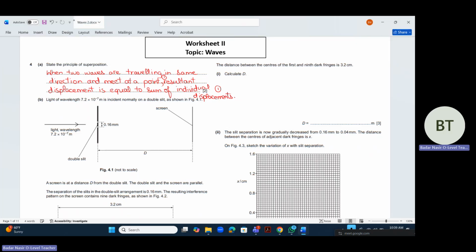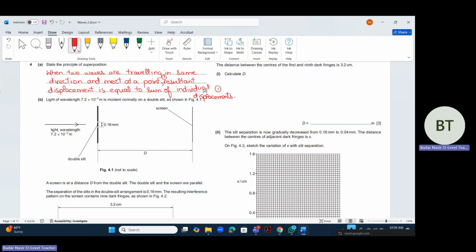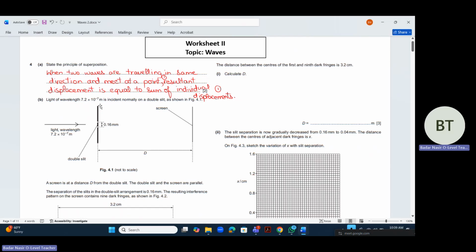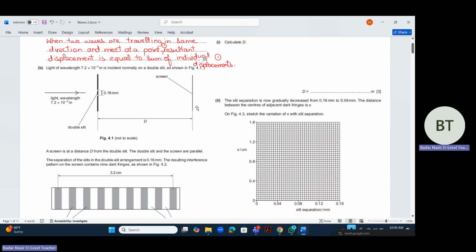Okay, now let's look at the next question. Light of wavelength is incident normally on a double slit as shown in figure 4.1. So we know the wavelength, lambda, is already given to us. We know the slit separation as well, which is 0.16 millimeter. For millimeter, we have to multiply it with 10 to the power minus 3 to convert it into meters.